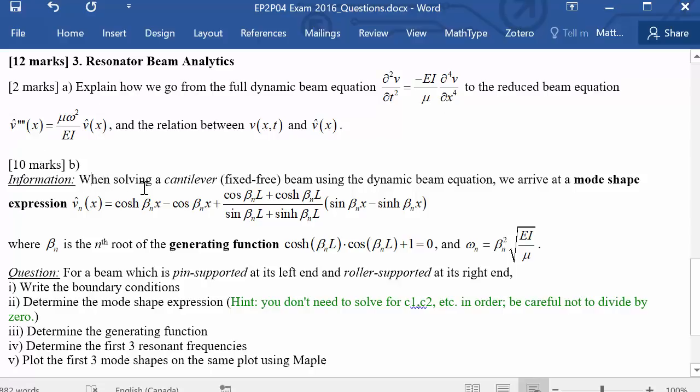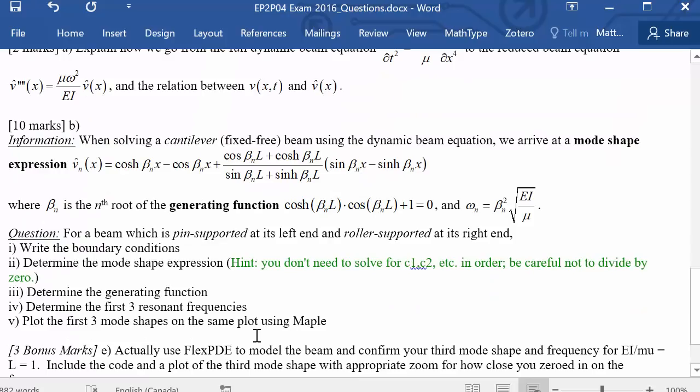Okay, part B. When solving a cantilever, that is a fixed-free beam, this is the information, this is not the question. Using the dynamic beam equation, we arrive at a mode shape expression, this, where beta n is the nth root of the generating function and omega n is beta n squared times the root of EI over mu. Okay, so instead, for a beam which is pin supported at its left end and roller supported at the right end, write the boundary conditions, determine the mode shape, determine the generating function, and determine the first three resonant frequencies.